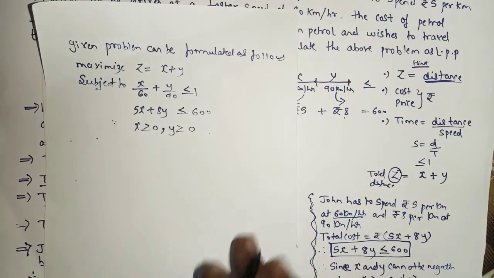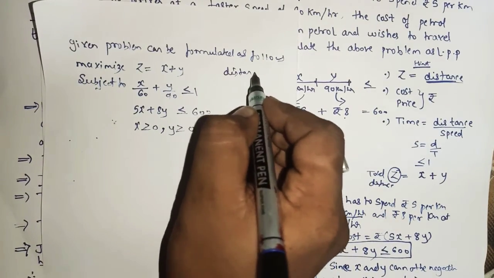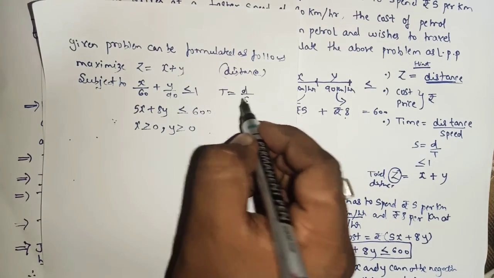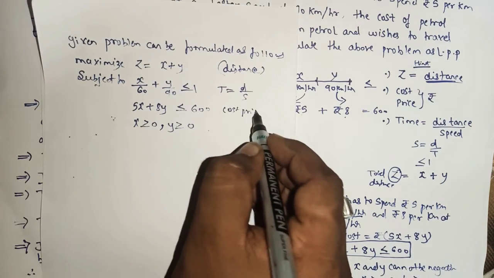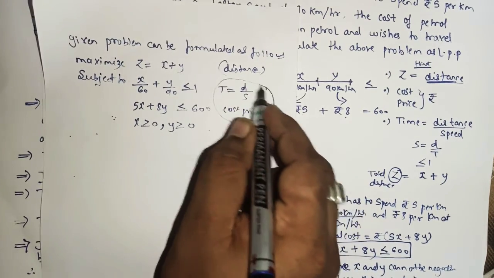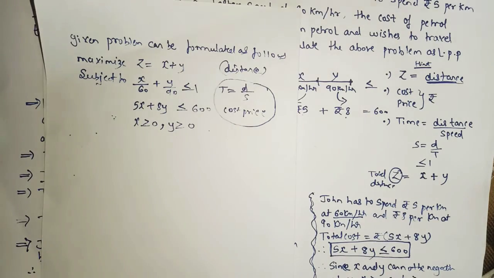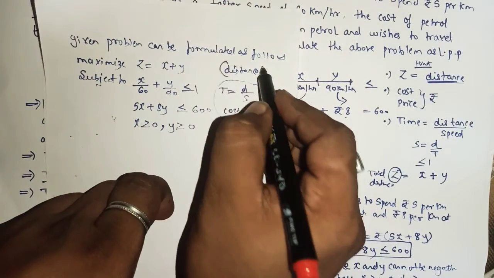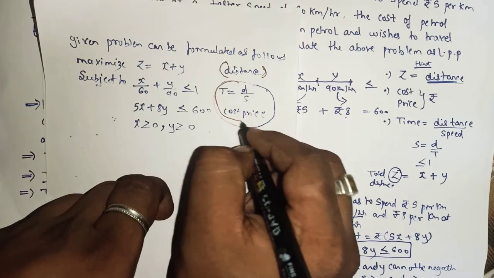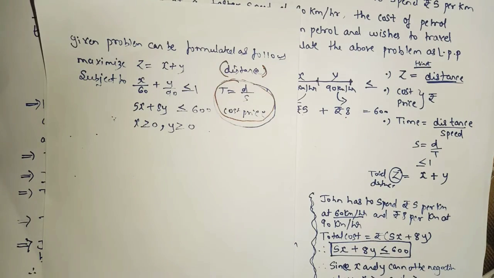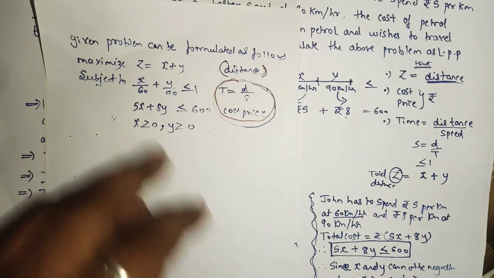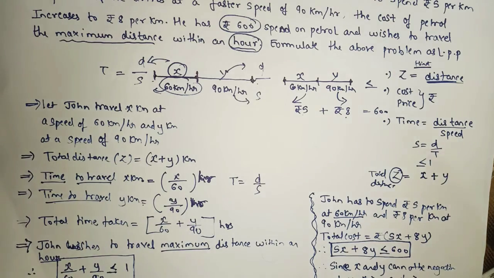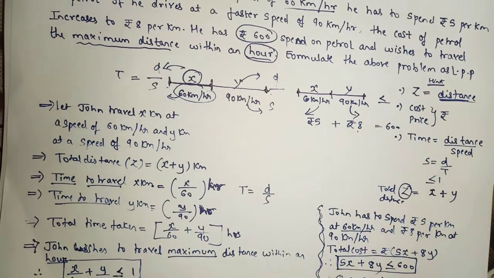So once again, from the distance we got the value of z, by using the formula of time equal to distance upon speed, and with the help of cost and price we got the two linear inequations, yes or no. Okay, from distance you got the value of z, and using the formula time equal to distance upon speed, and cost and price, you got the two linear inequations. Understood? I hope you all understood this sum. If not, then once again I will explain in simple language.